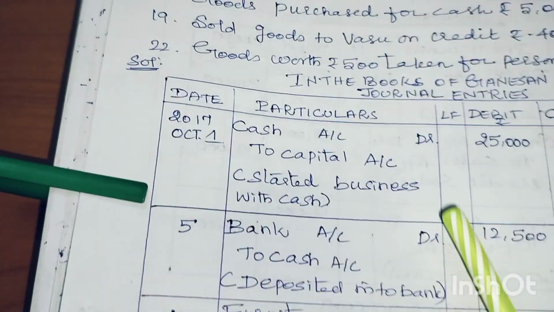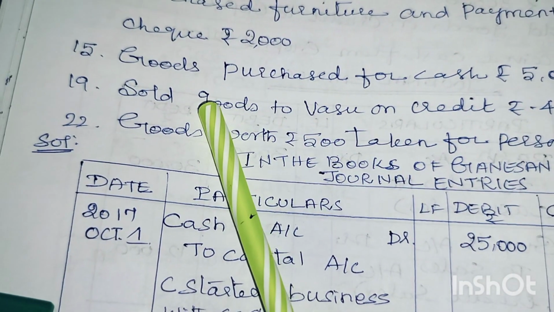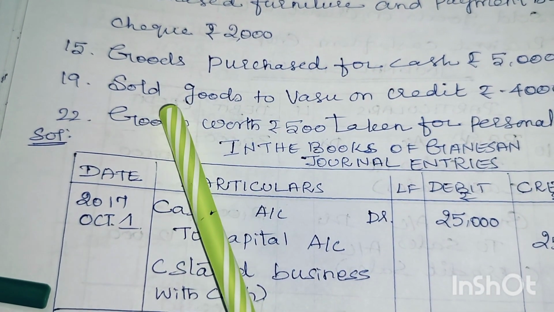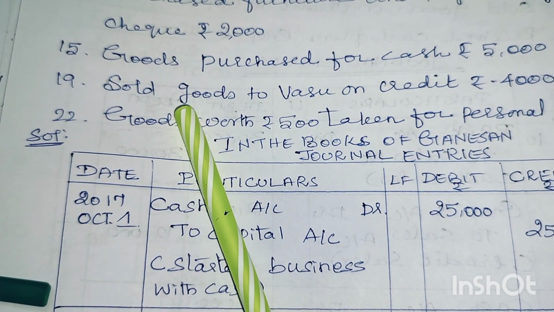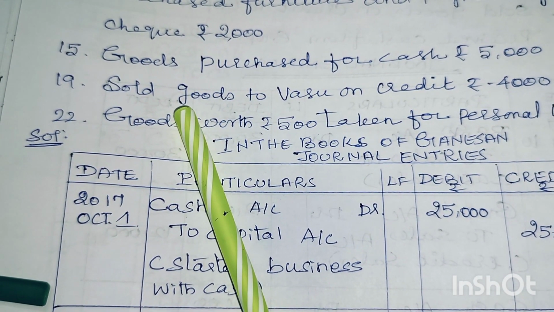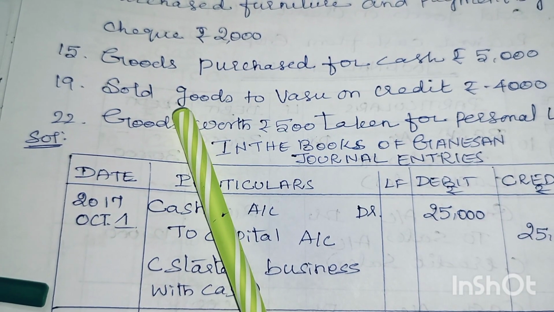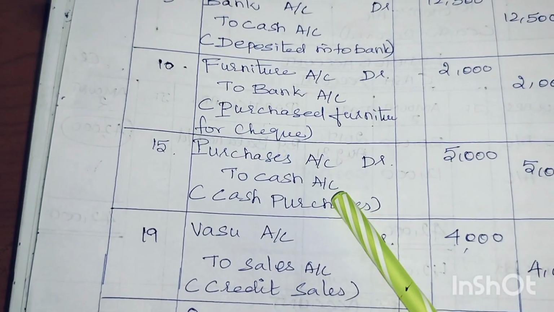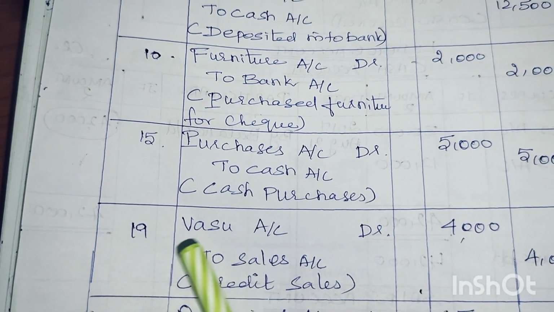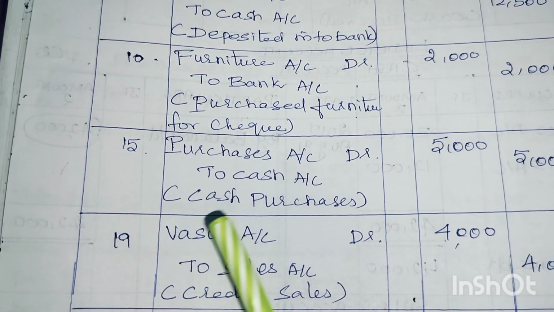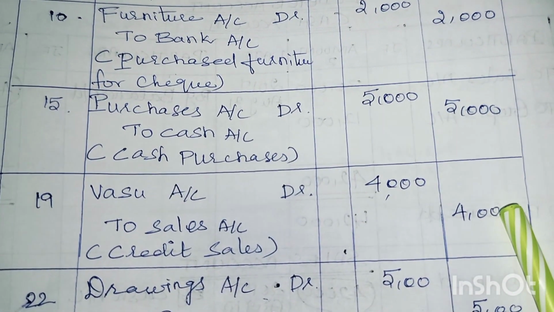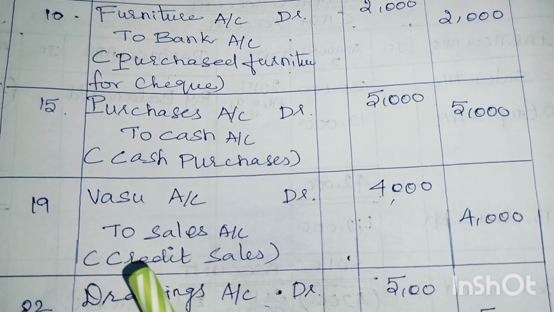Okay. So what is the next account affected? Sales account is affected. Whenever you make sales, your revenue increases. So whenever your revenue increases, you credit the revenue account. That means you credit the sales account. What is the journal entry? On October 19, Vasu account debtor 4,000, to sales account 4,000. What is the narration? Credit sales.